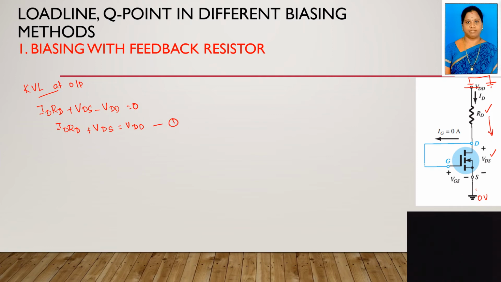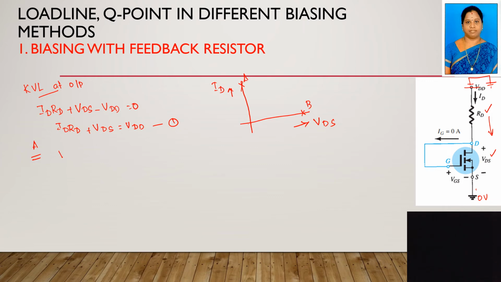Okay, so if you want to draw the load line, we want 2 points, right? See here, this is your load line. In x-axis you have the VDS, in y-axis we have the ID. If you want to draw the line, we need 2 points. This is point A, this is point B. To locate this point A, you have to apply VDS equal to 0, right? Yes or no? At point A, the VDS is 0.